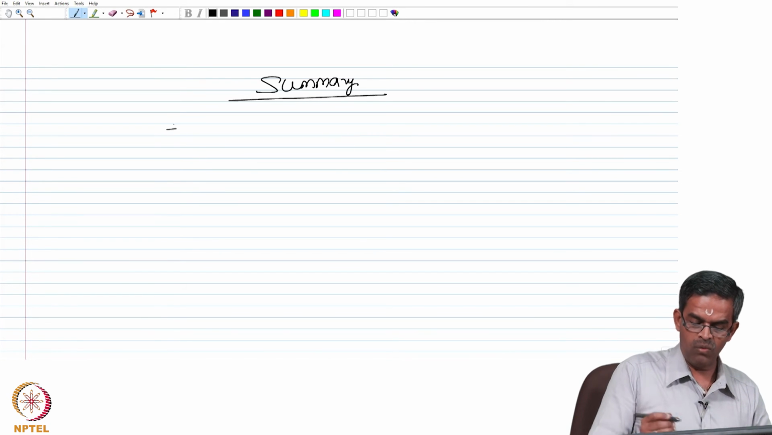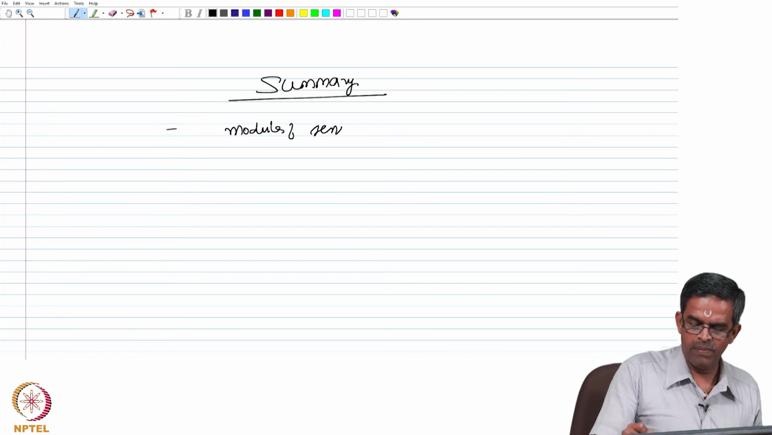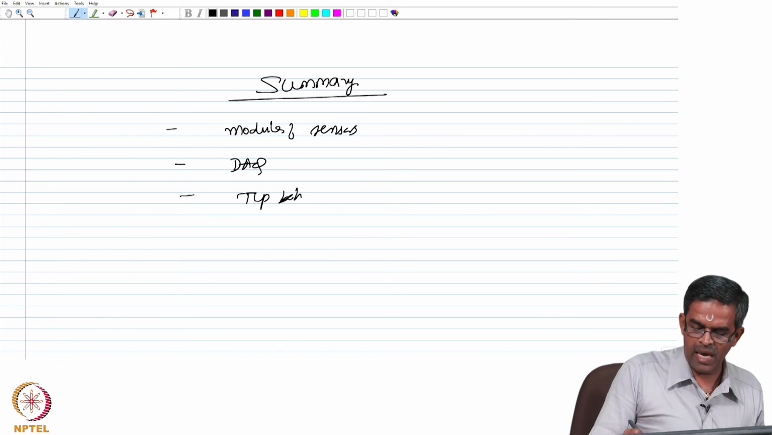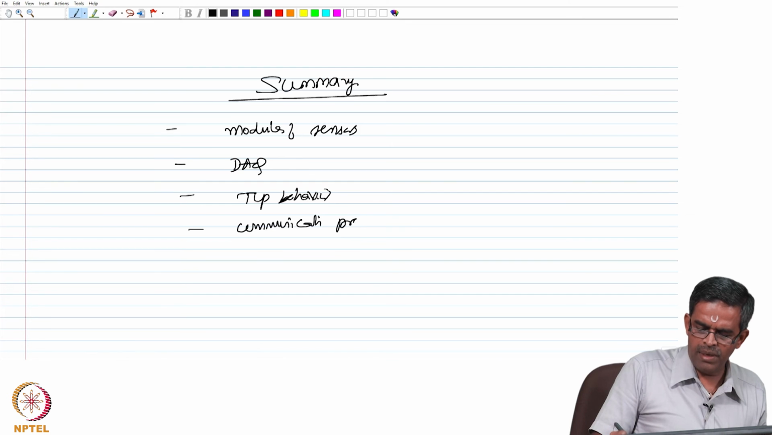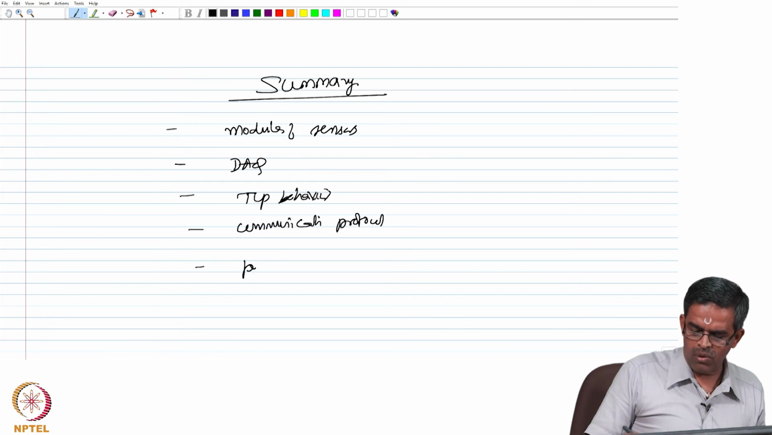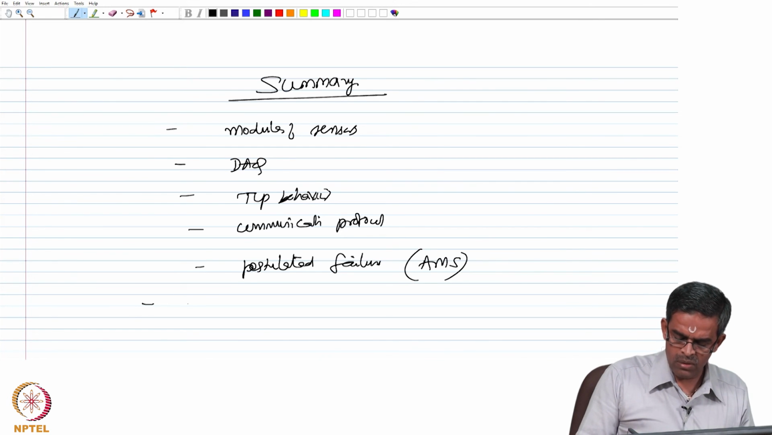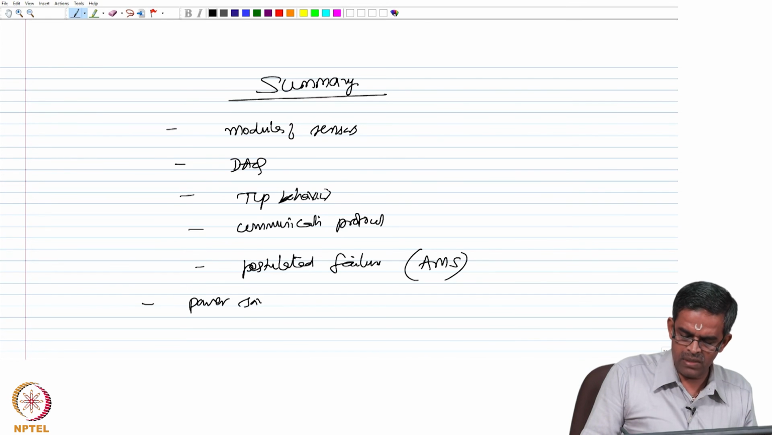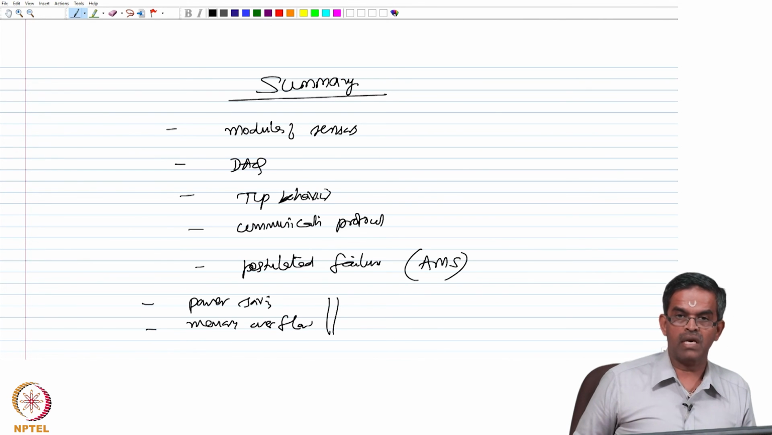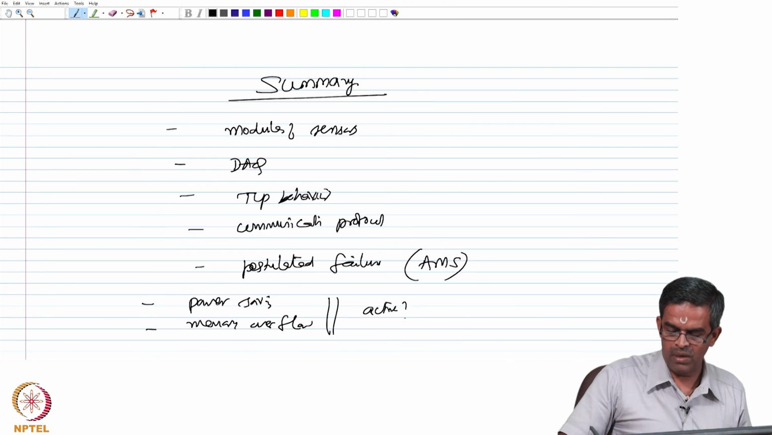In the second part of the lecture now, we discussed the modules of sensors, the data acquisition system. We also discussed the TLP behavior again. We discussed the communication protocol being used. We also talked about how to understand the postulated failure and therefore, what is the necessity for an alert monitoring system. We also talked about the power saving of the sensors, then memory overflow of the sensors and how intelligently they can be made active as and when required by the design.